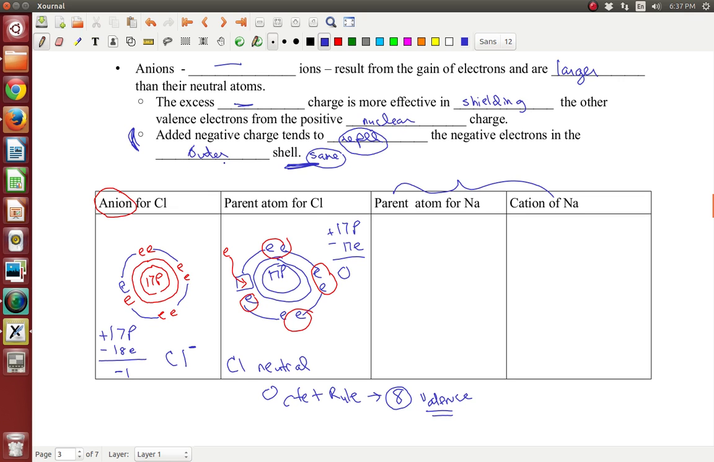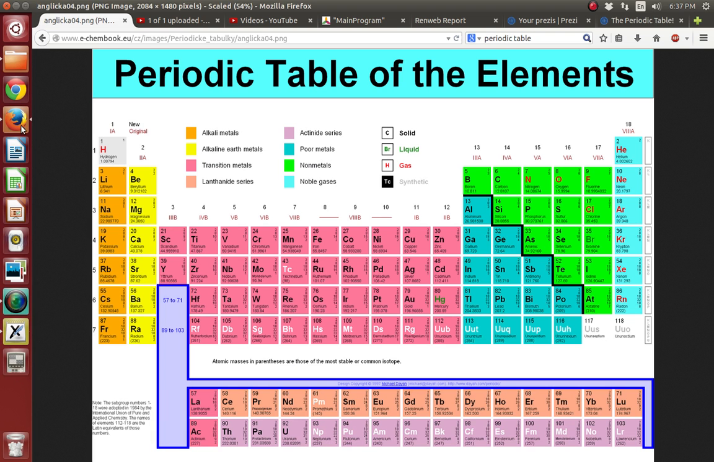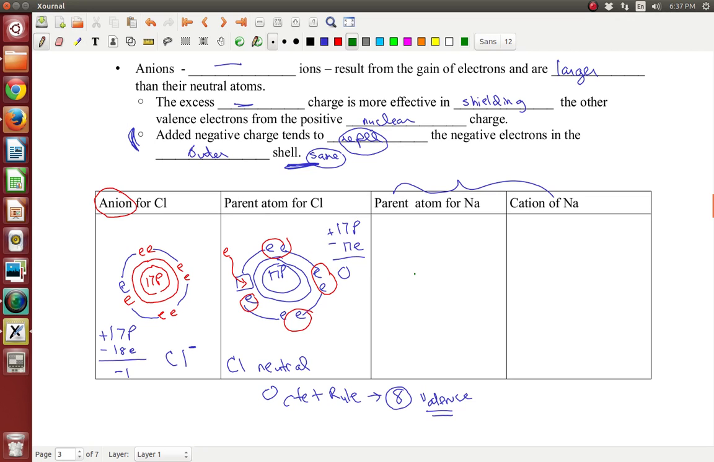Okay, now what about sodium? Sodium is element number 11 with 11 protons and electrons. So 11 protons, 11 electrons. There's 2 in energy level 1s, and there's 8 in energy level 2, the 2s and the 2p, 2 plus 6 rather. 2 plus 8 is 10, and there's 1 more valence electron out here.